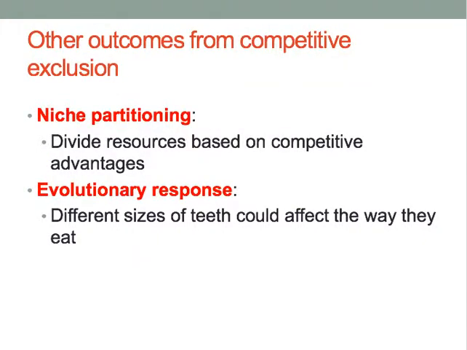So, other ways that competitive exclusion might affect an ecosystem. Niche partitioning divides resources based on competitive advantages. We just talked about the barnacles residing in different places, so they're dividing those resources, and they have taken over different niches or parts of that ecosystem. Evolutionary response: different sizes of teeth could affect the way that they eat. They might evolve to eat different things because they need to fulfill a different niche because of that competition.